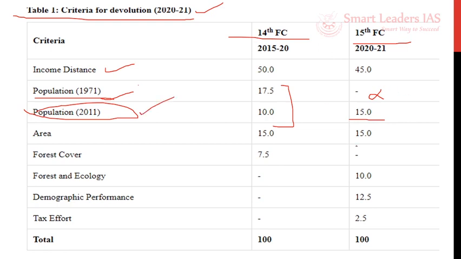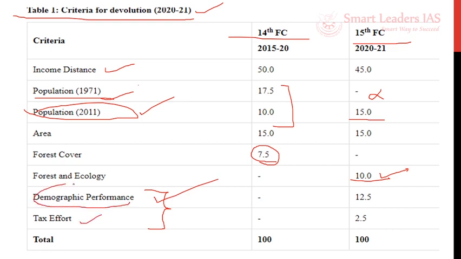Nearly 15% weightage has been given to population. But there are other areas in which the concerns of these better performing states have been addressed. One, forest cover. Last time it was 7.5. Now it has been increased to 10%. Then a new category has been introduced this year. One is demographic performance. The other is tax effort.